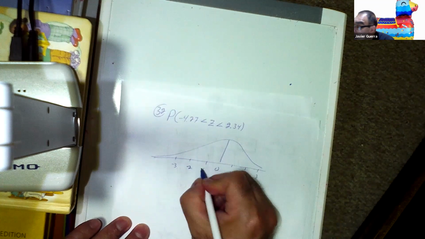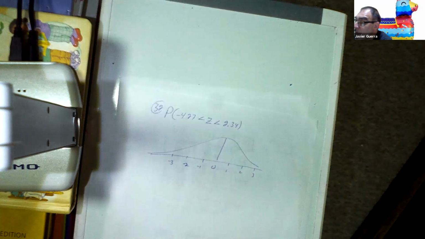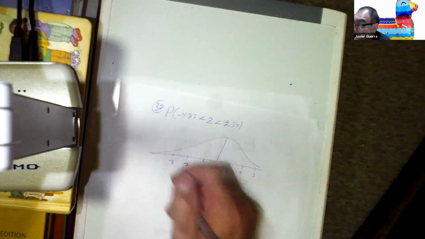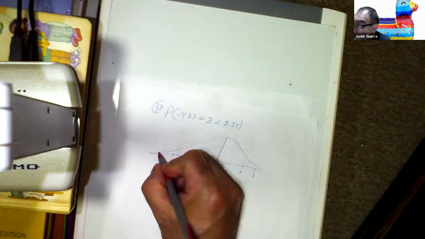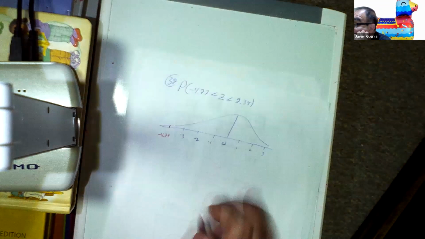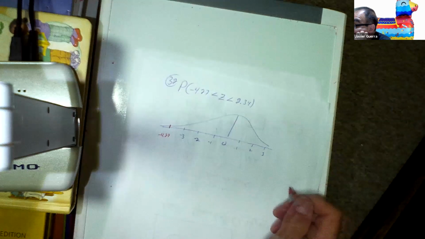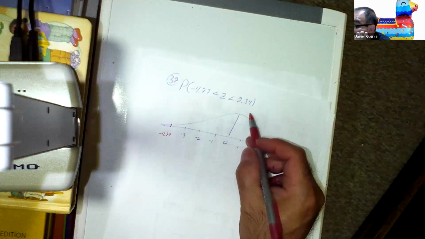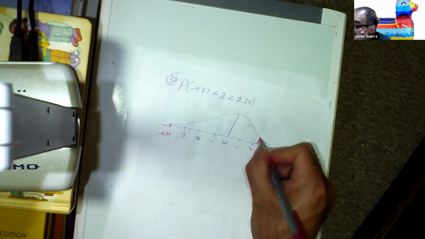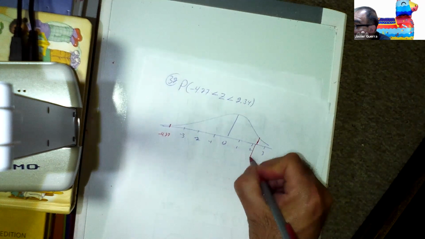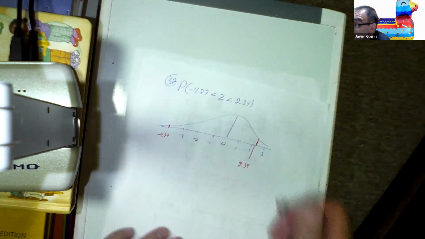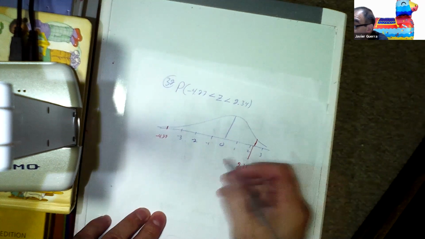All right. So negative 4.27. Jeez, way the heck out there. All right, so there's that one. And then positive 2.34. I'm gonna say about there. Okay, so I have to shade from that point to there. I gotta shade it.